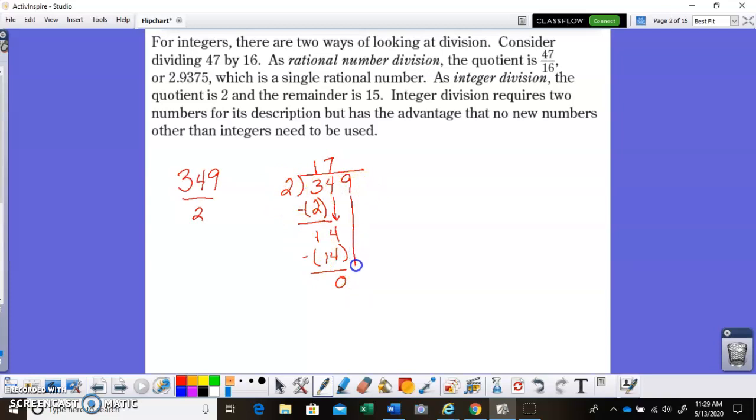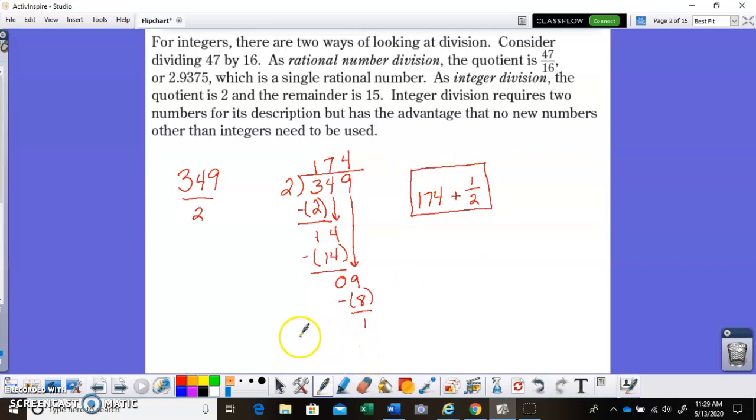So now I have to bring the 9 down and say, okay, does 2 go into 9? Well, it does 4 times. When I do that multiplication, I get 8. And when I do my subtraction, I get 1. So now this number, the 1, is less than the 2, and I have done everything I can underneath the bar. So I know I'm finished. So my answer becomes 174, and what's left over is the 1, and what I'm dividing by is the 2. So that's my result there.